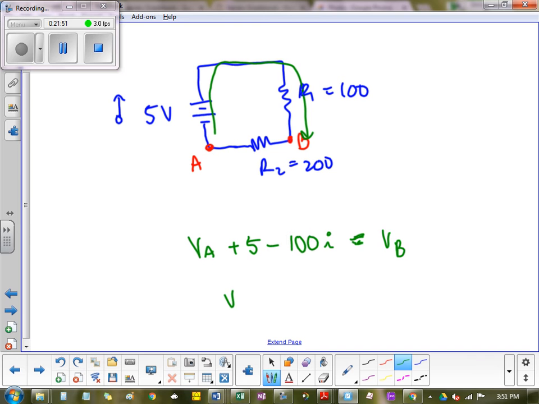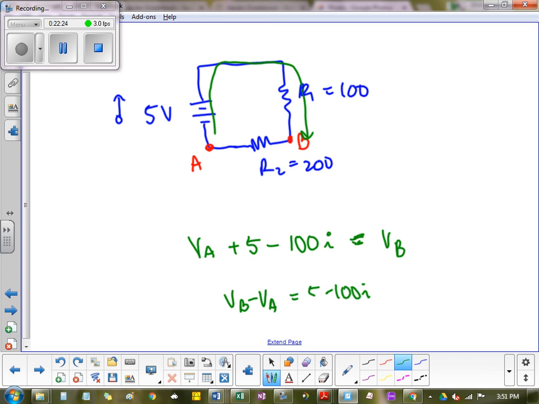Now, what can this give you? Well, it can give you VB minus VA is 5 minus 100I. In other words, your potential will be a potential drop from 5 down to 5 minus 100I. That's one way to think of it. So if you subtract off 100 times current, that's how much voltage you're going to drop. So it's probably going to be like 3.4 or something. Let's see what we actually get.